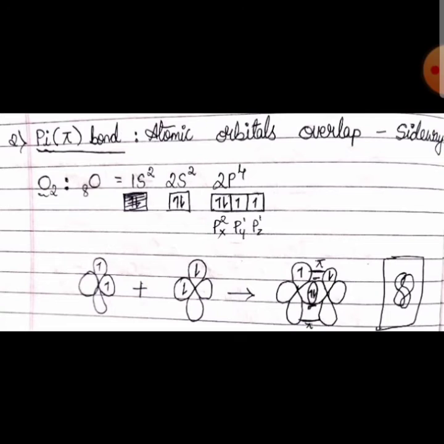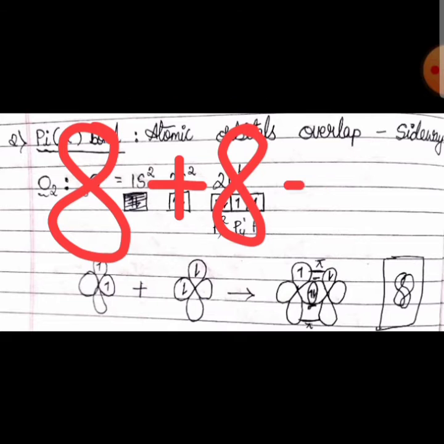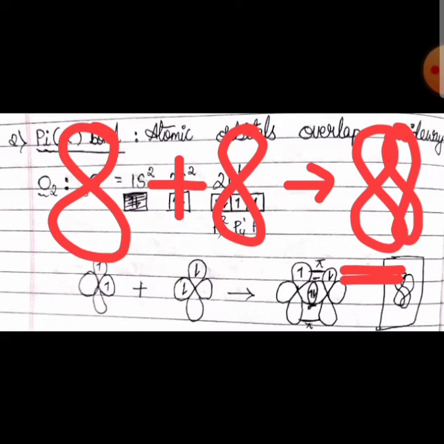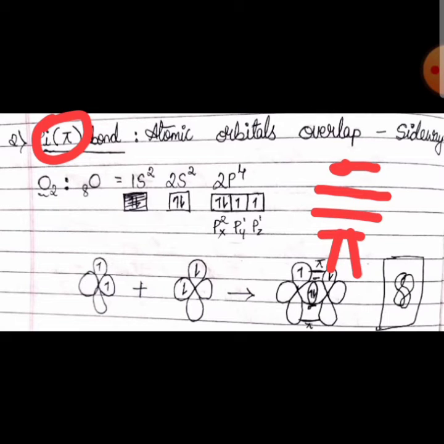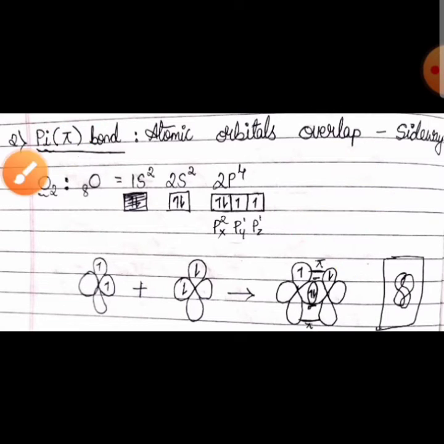The second type of covalent bond is the pi bond, where the atomic orbitals overlap sideways. Here only p orbitals are involved; s orbitals will not be involved. The two dumbbell-shaped p orbitals overlap sideways to form a bond called a pi bond. And children, remember, a pi bond alone cannot exist. Along with the sigma bond, the pi bond is created. A pi bond cannot exist alone.